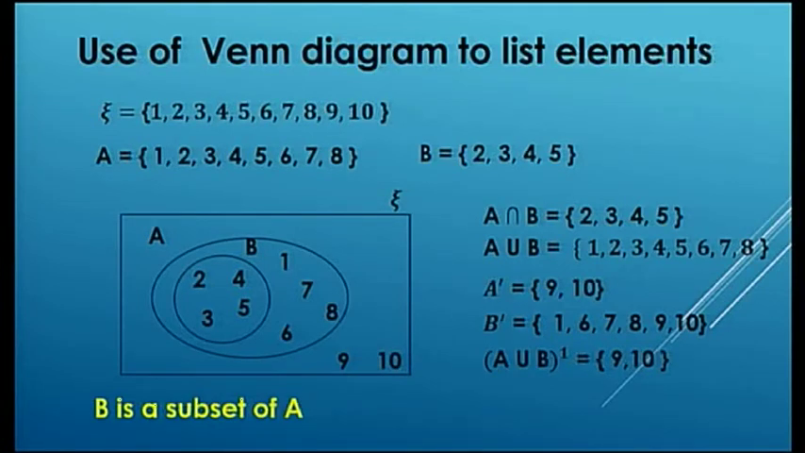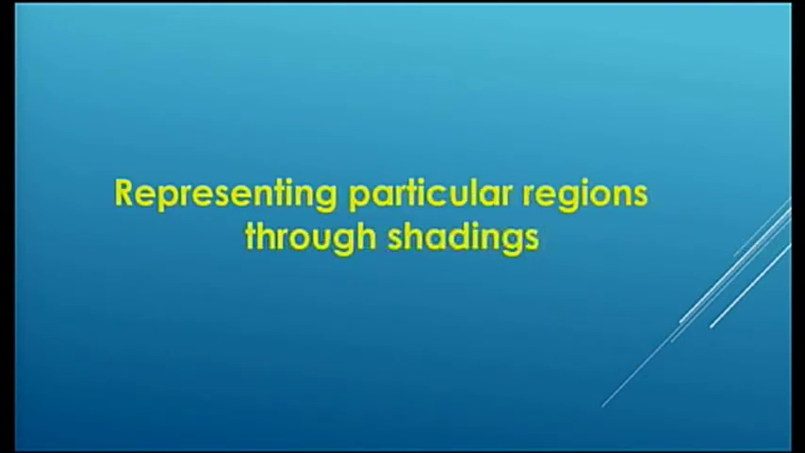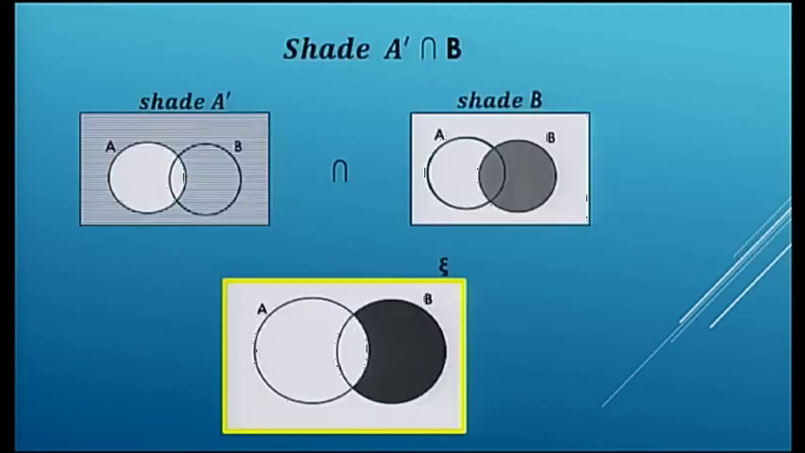So you can see that while listing the elements of a set, if we make use of a Venn diagram and we know what each region represents, it is quite easy to know the elements of different sets. The Venn diagram can also be used to represent particular regions. In the following slides, I'm going to show you how to shade a particular region.